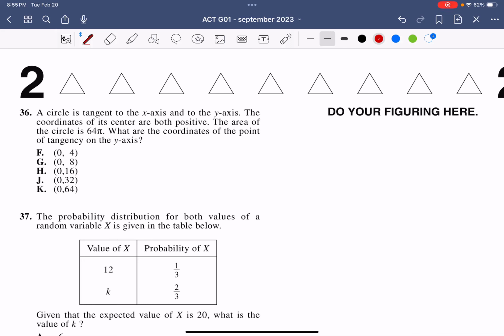Number 36, a circle is tangent to the x-axis and the y-axis. The coordinates of its center are both positive. The area of the circle is 64 pi. What are the coordinates of the point of tangency on the y-axis?